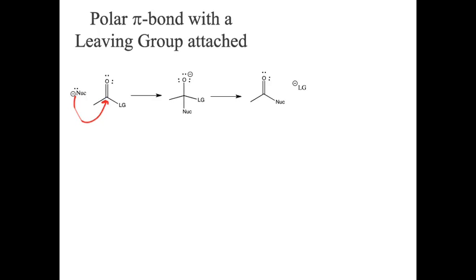Break the pi bond. Why should we break the pi bond? Too many electrons on the carbon. Why not just kick out the leaving group? Because you can't do that all in one mechanistic step. We're doing a nucleophilic addition and then the elimination of a group.